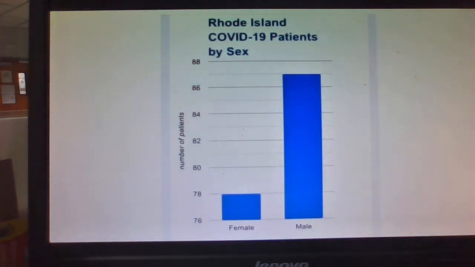So COVID-19, this was a graph that was out not too long ago and makes it look like the male patients are much more likely to contract COVID than females. But take a look at the scale. It's only going up by 2 people each time.